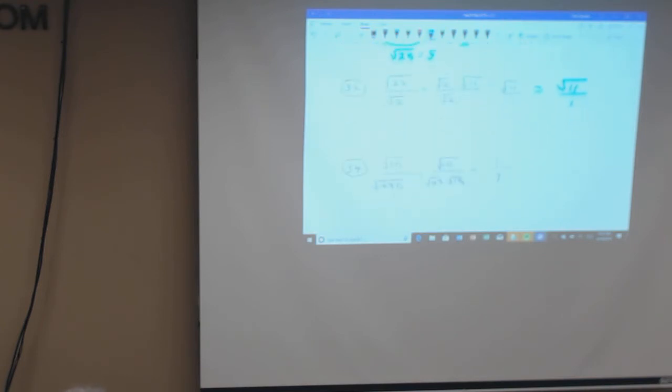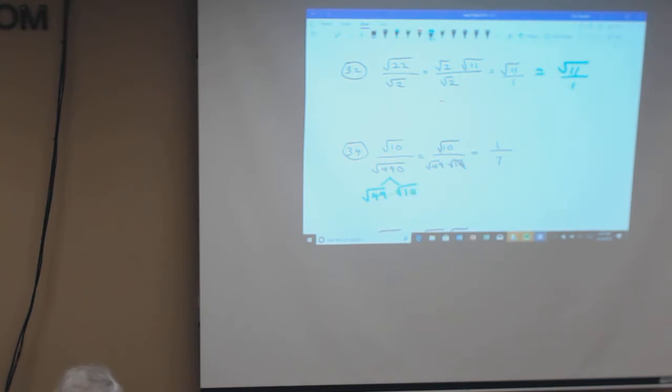Number 34, radical 10 over radical 490. Watch. Again, that's radical 49 times radical 10. So the radical 10s can cancel, and I'm left with 1 over, what's the square root of 49? 7. So there's my answer, 1/7.